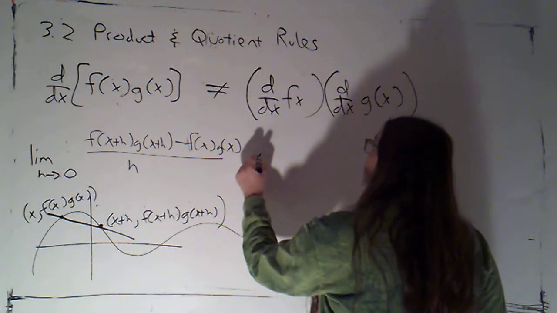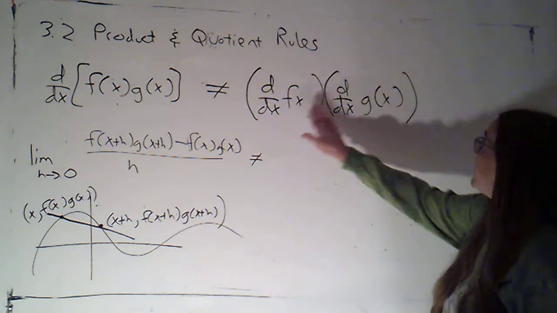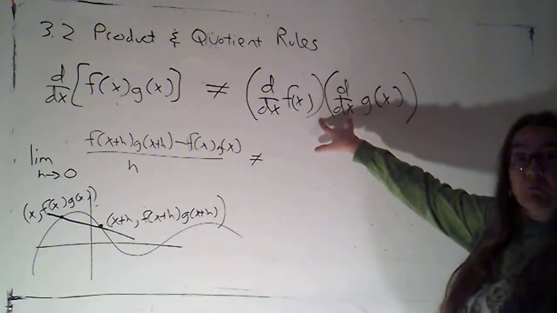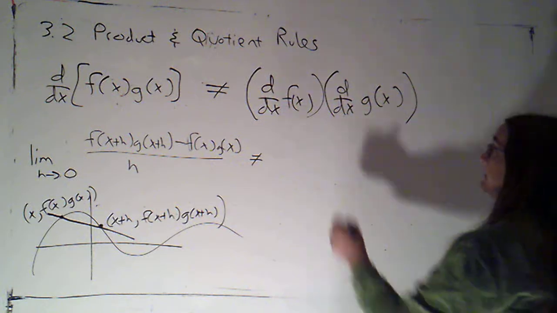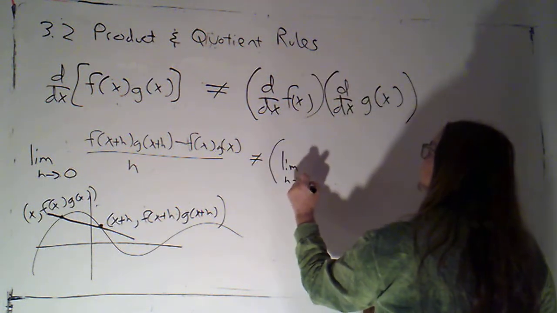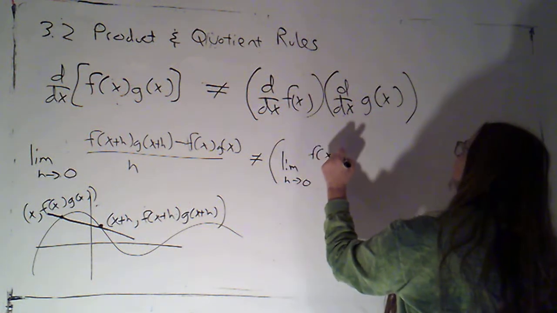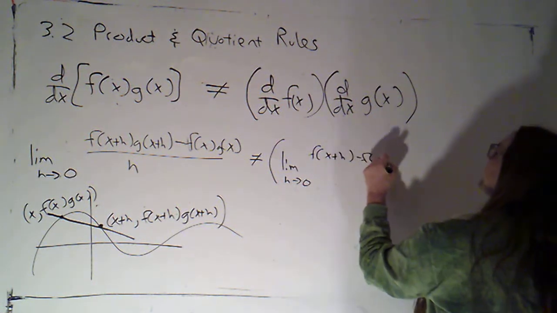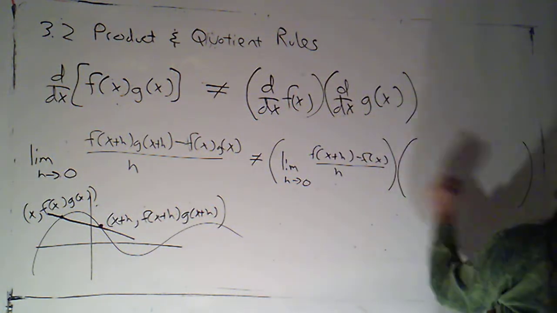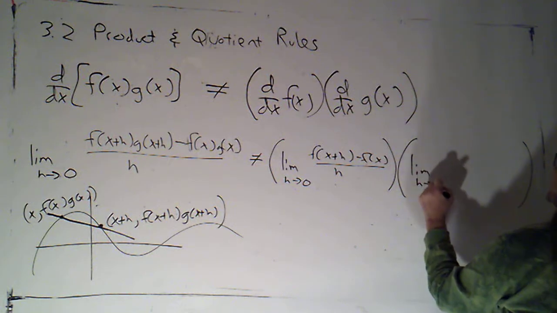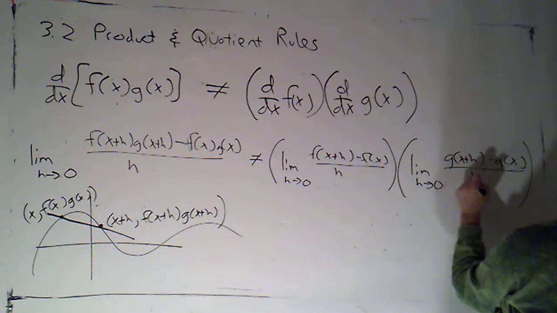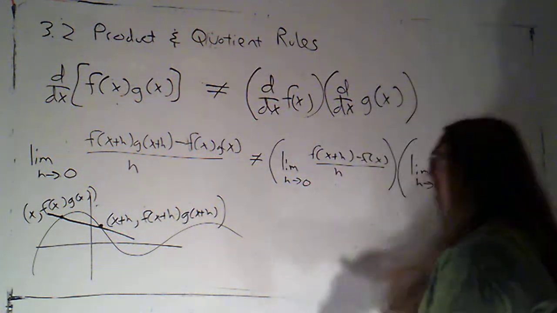Now, I'm saying that's not equal to the product of these two derivatives here, which I could write each of those as a limit. So the derivative of f would be the limit as h goes to 0 of f of x plus h minus f of x all over h. And the derivative of g would be the limit as h goes to 0 of g of x plus h minus g of x all over h.